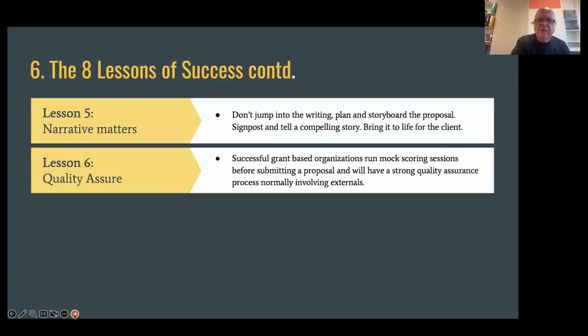Check it, score it, review it, make sure you quality assure it, involve other people. Don't do this yourself.